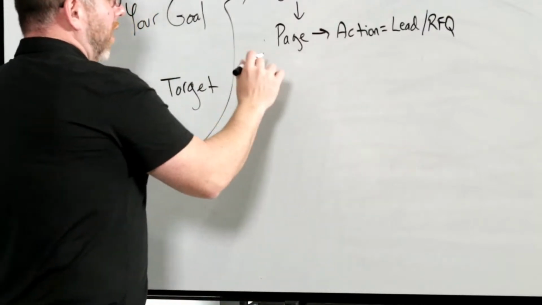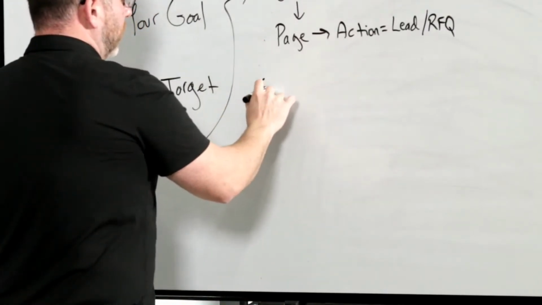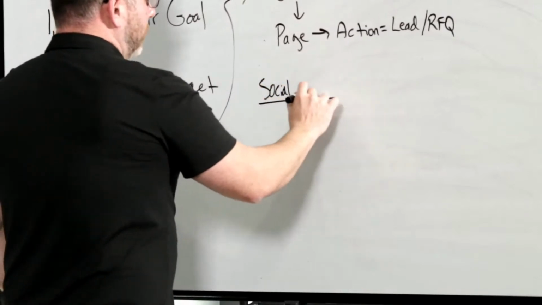Let's look at what are the specific verticals that you can do. So you need to have some sort of social, which would be LinkedIn. You need to have some sort of email.